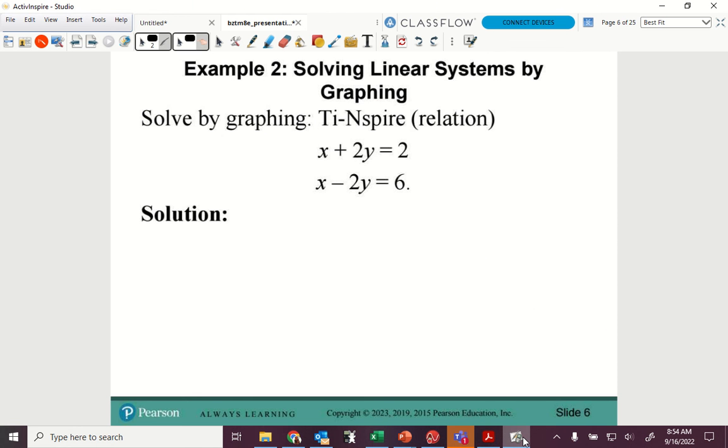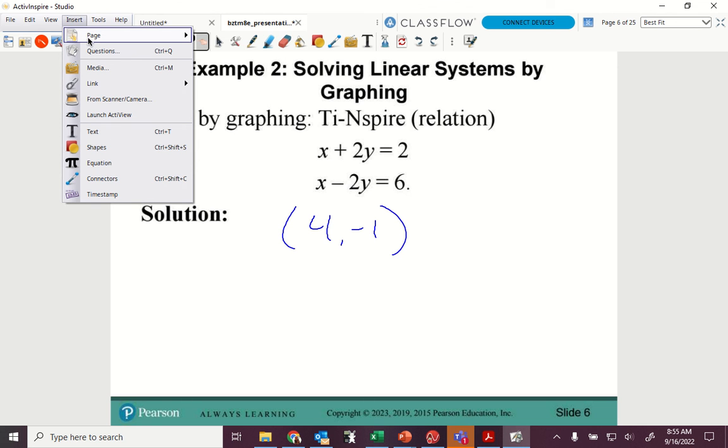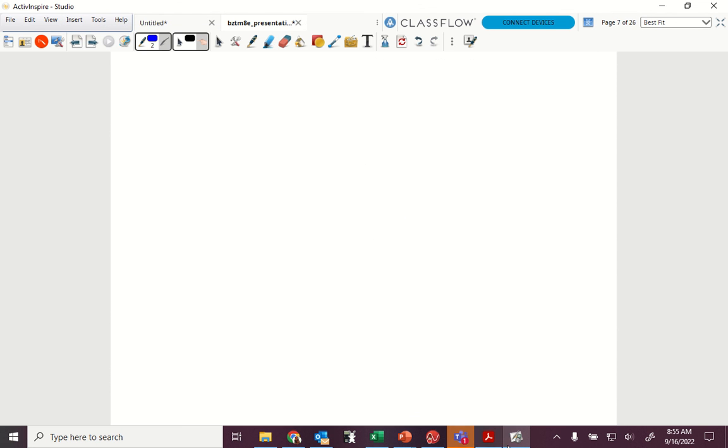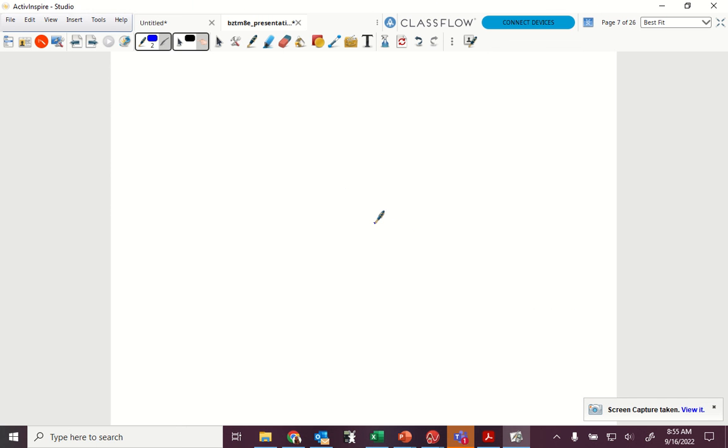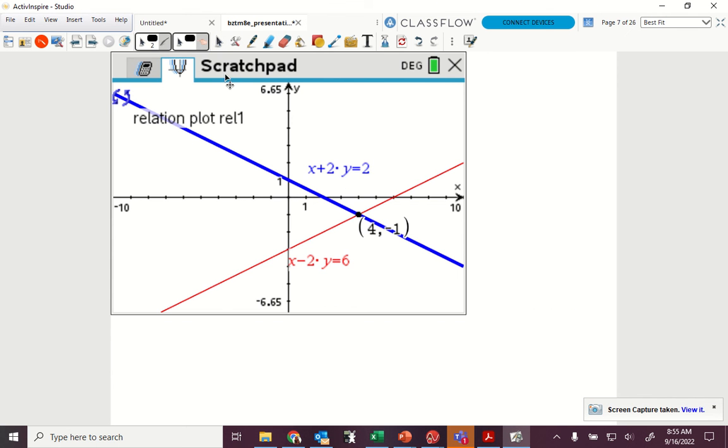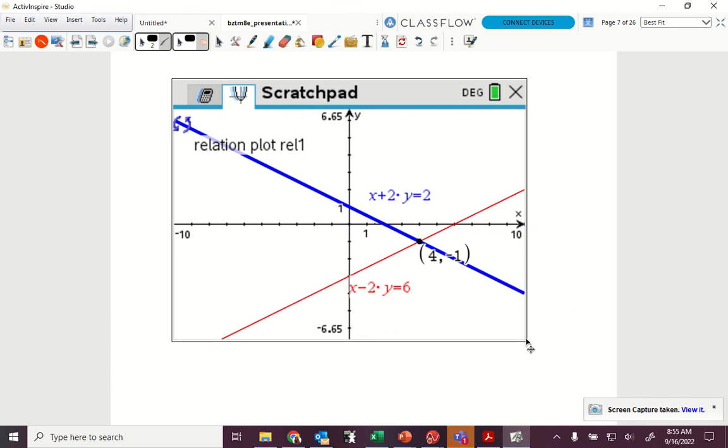So my solution on that one is going to be, there we go. And I am going to make sure I insert page, capture my screenshot. There we go. So I have my graph here in my notes.